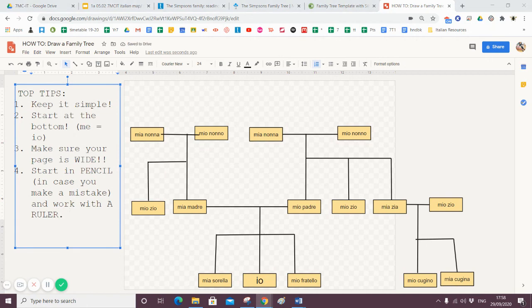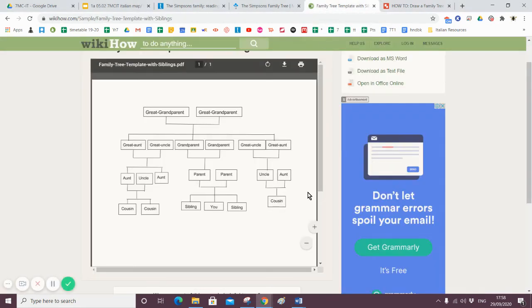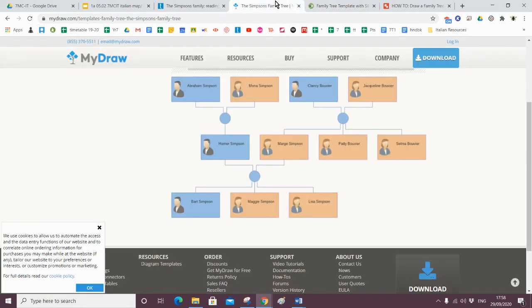Now, this is an example from a website I found. Oh, I can't bring it over. Can I change the slide to this one? Here you go. This is from WikiHow. So you can see you, sibling, sibling, cousin, cousin, uncle, aunts, parents, great uncles, grandparents, and great grandparents. Here's a very basic version of the Simpsons family tree. Bart, Maggie. If you want to, you can do a color key. So orange is for female and blue is for male.